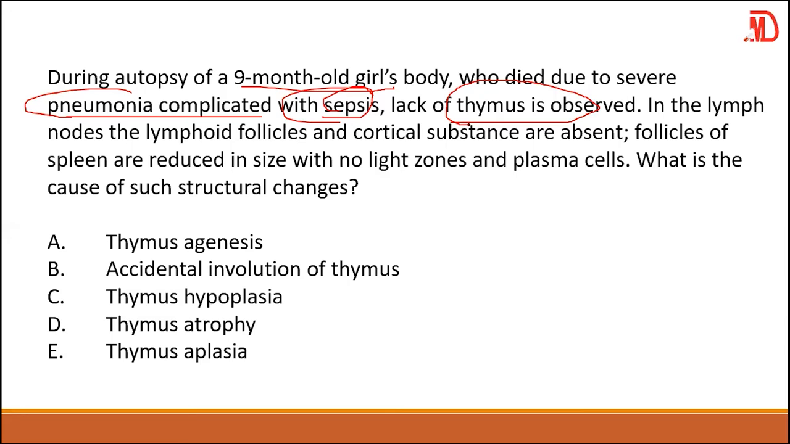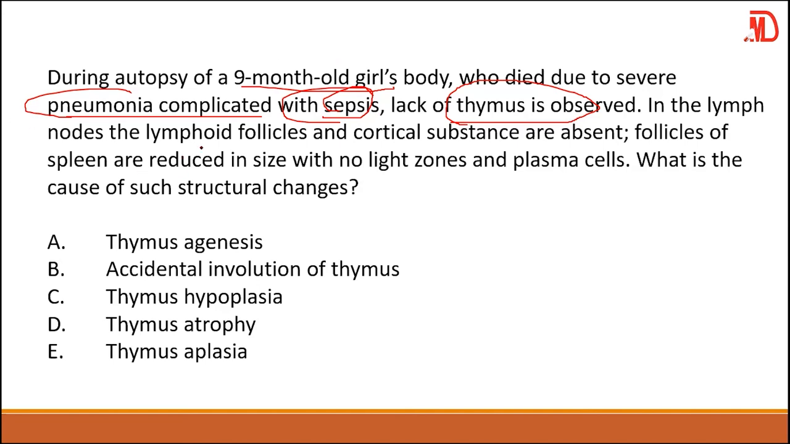We've talked about this before. Can you remember the lymphocytes? That is where they mature. Lymphocytes help us to fight against diseases, because they form part of the immune system. So imagine, the reason why this girl died was that there was nothing to fight it. There were no cells to fight against the pneumonia. No immune system to fight it. Lack of thymus is observed.